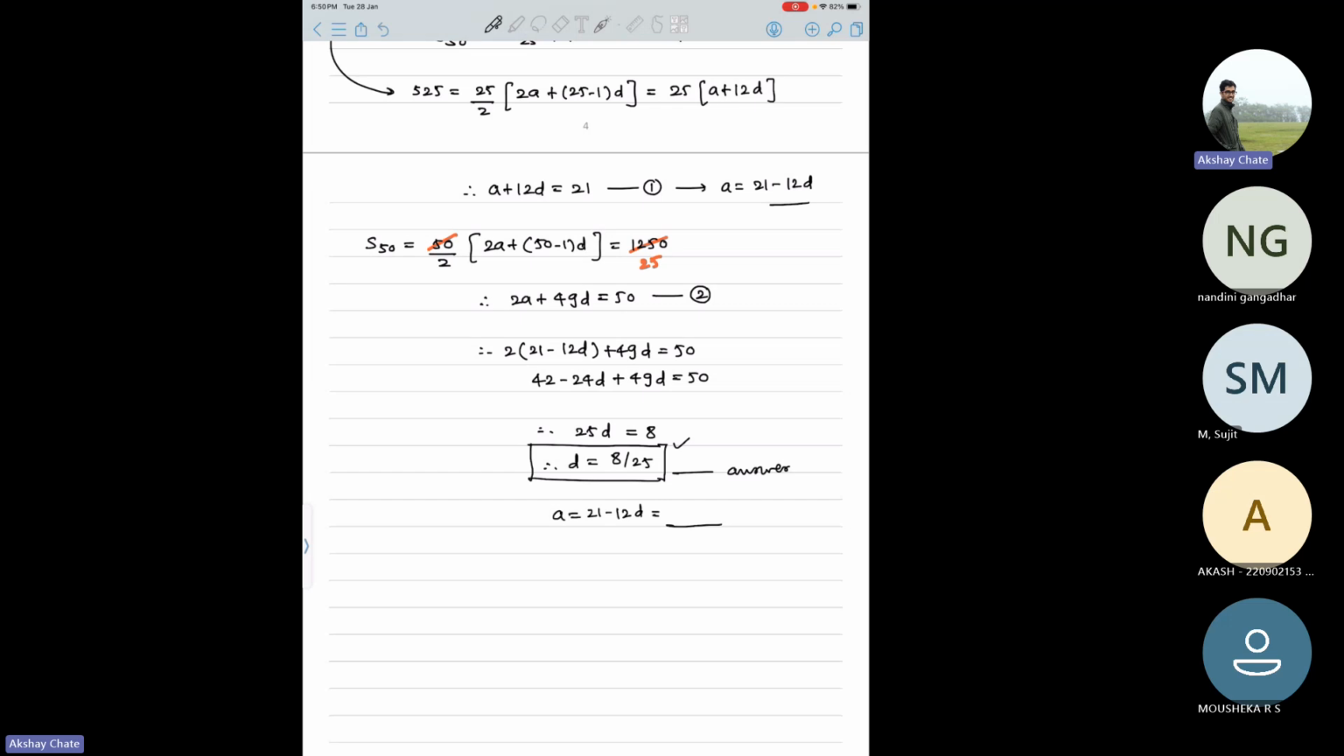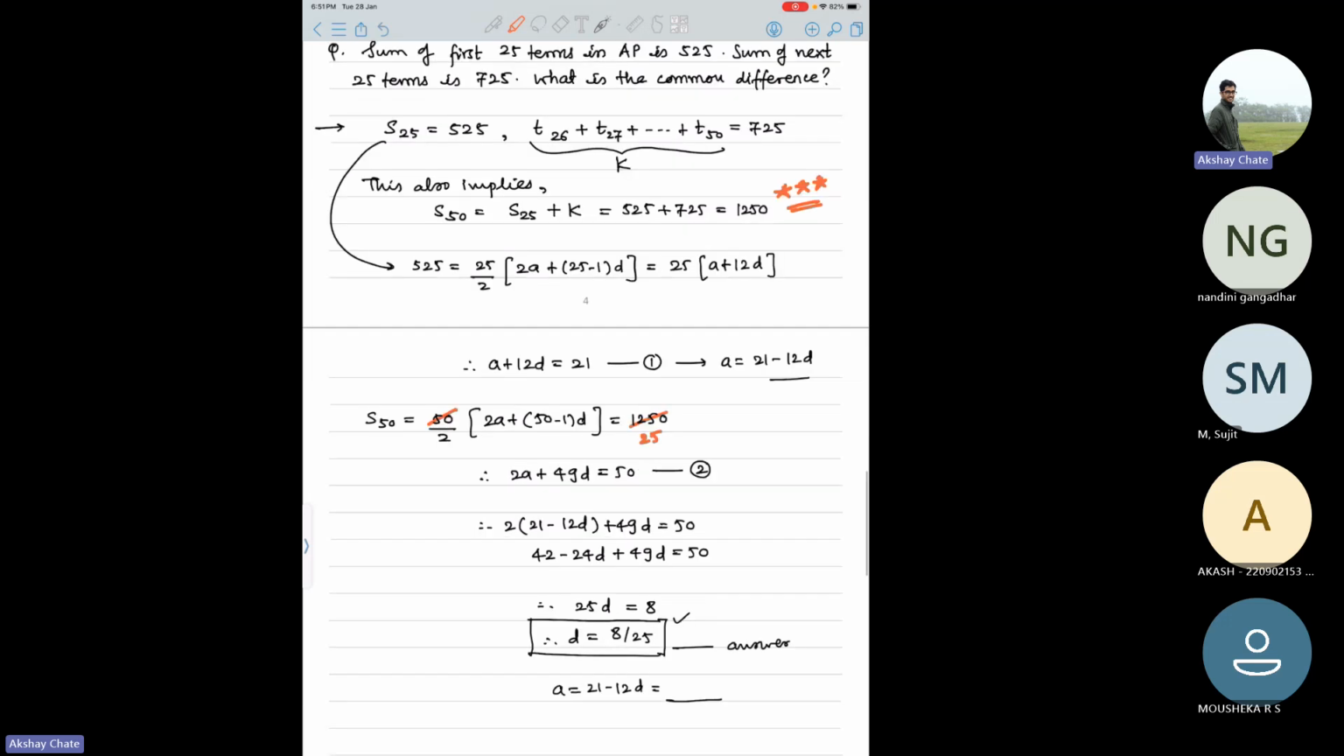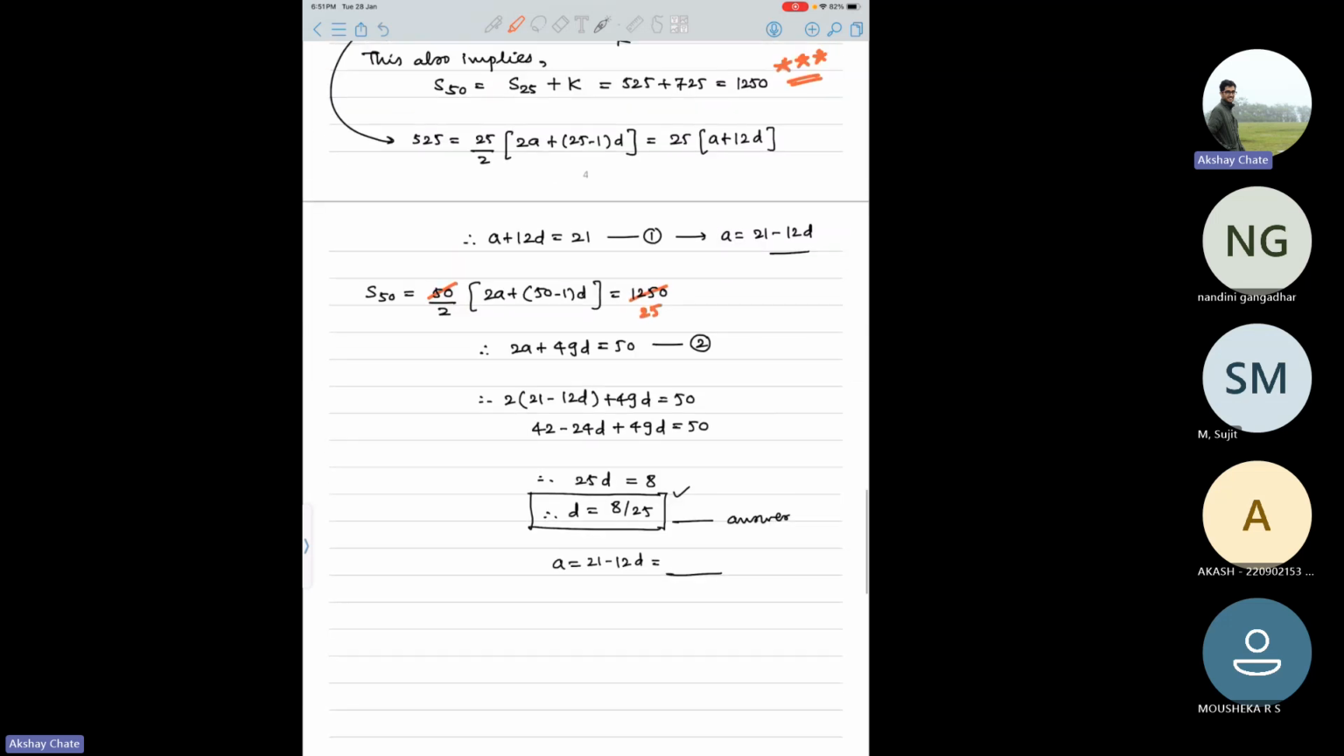Okay, so this was the trick in this question. If you can understand this part, you can solve this question pretty easily. But if you don't, then you will be stuck. Okay, so I hope you understood what we just did here. If you have any doubts, you can ask me. Otherwise, let's take one more problem.